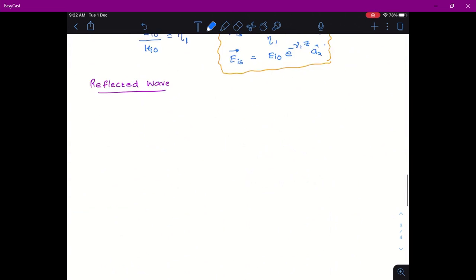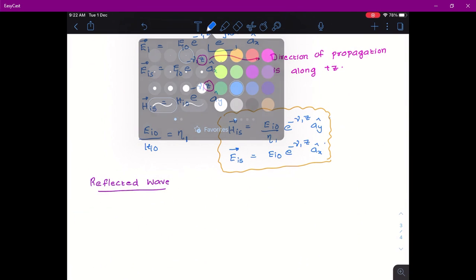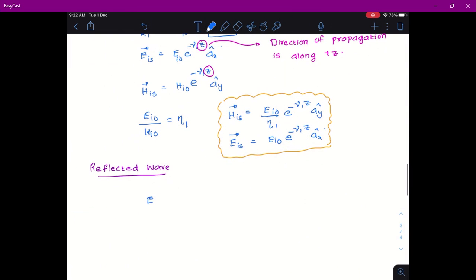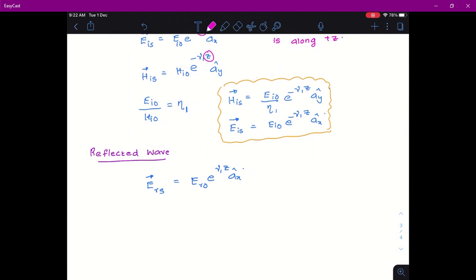So your equation for ERS is equal to ER0 e raised to plus gamma 1 z Ax cap. Why is there a plus? Because this is actually minus gamma 1 of minus z, because the wave is traveling in the minus z direction.